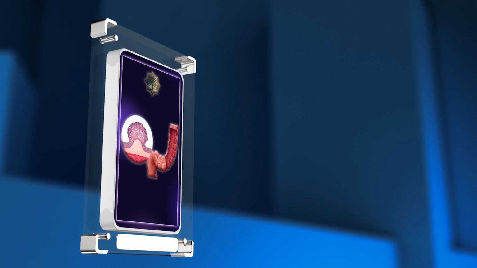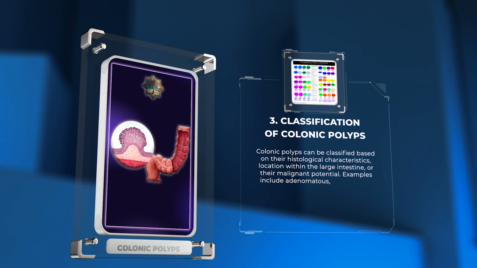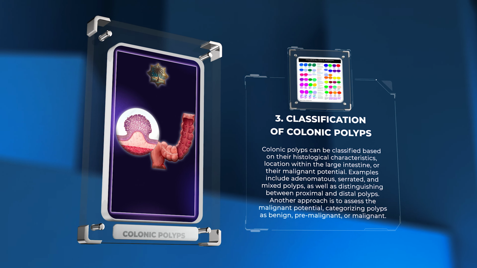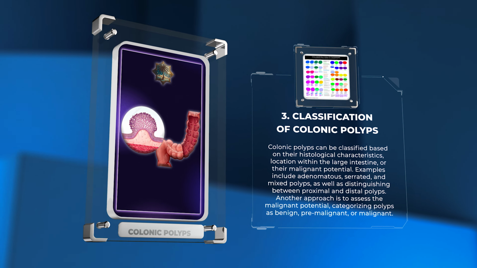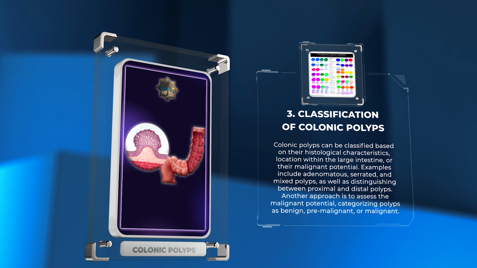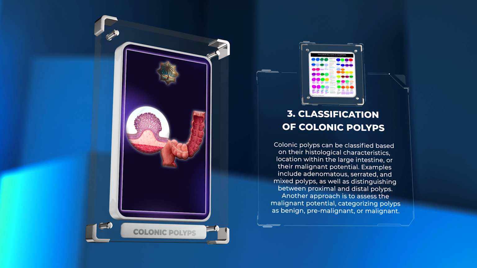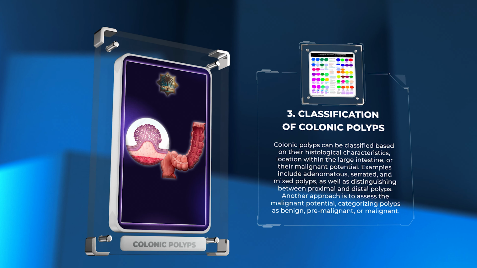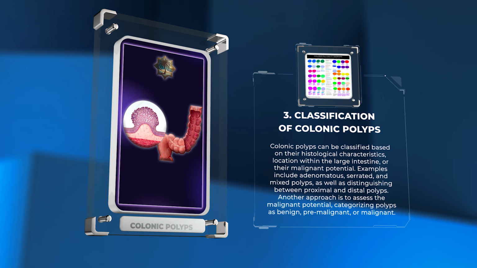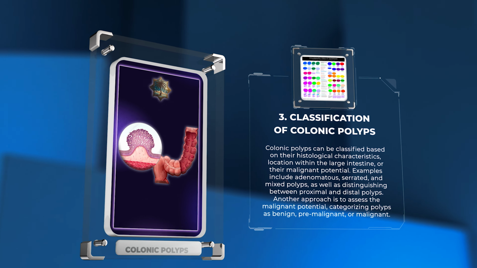Colonic polyps can be classified based on their histological characteristics, location within the large intestine, or their malignant potential. Examples include adenomatous, serrated, and mixed polyps, as well as distinguishing between proximal and distal polyps. Another approach is to assess the malignant potential, categorizing polyps as benign, premalignant, or malignant.